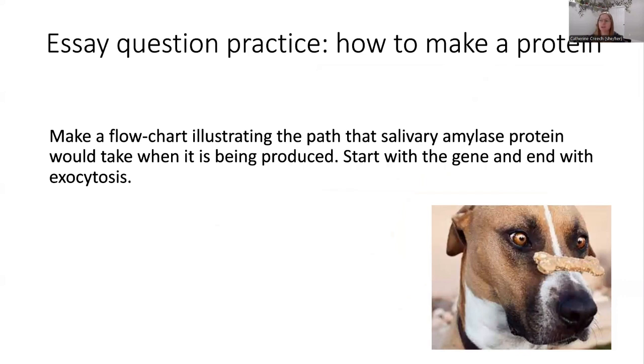Here's a practice essay question for you. Make a flow chart or write it out in full sentences, illustrating the path of salivary amylase production. You want to start with it in the DNA and end with it being exocytosed from the cell. So you're going to start with the gene and end with exocytosis of the protein. This one will involve you using your past experience when you identify the function and components of all the cell and everything that you've learned for protein production.